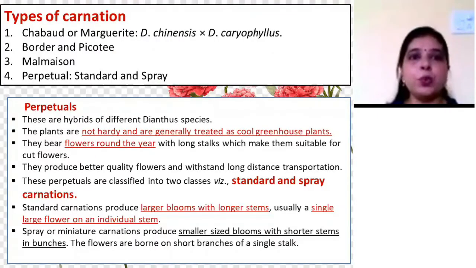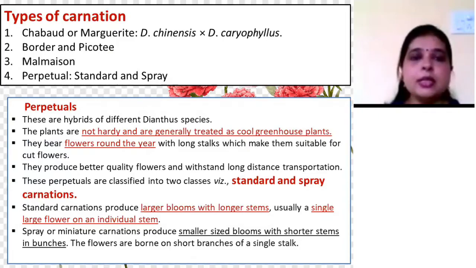There are mainly four types of carnation. First one is marguerite carnation, second one is border, third is malmaison, and fourth is perpetual. As you have to study cut flowers in your courses, this perpetual carnation is mainly grown as a cut flower. Under perpetual carnation, two types of carnation are grown, that is standard and spray.